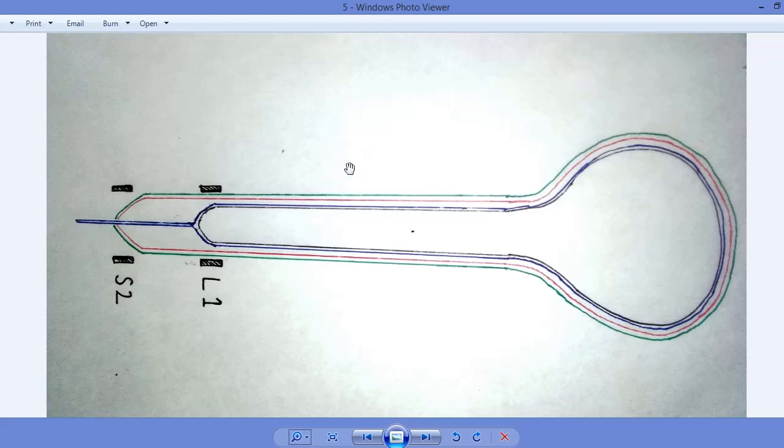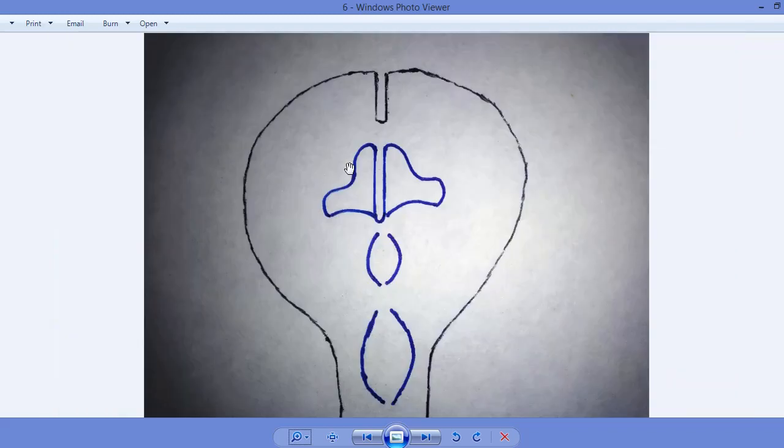Now coming to the next slide. In this slide we can see the brain, and this is the boundary of the brain. Inside the brain there are four cavities, actually called ventricles. These are the lateral ventricles, this is the third ventricle, and this is the fourth ventricle.